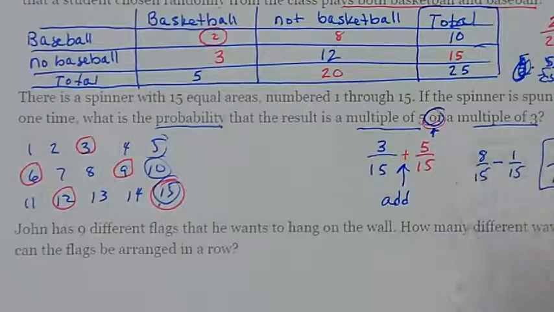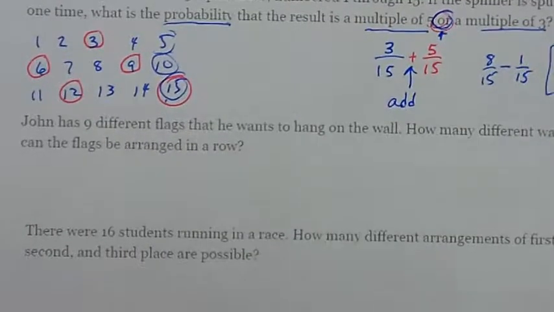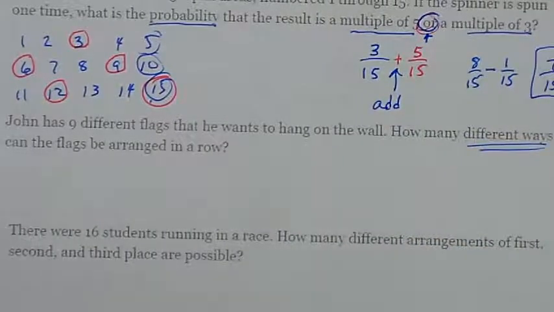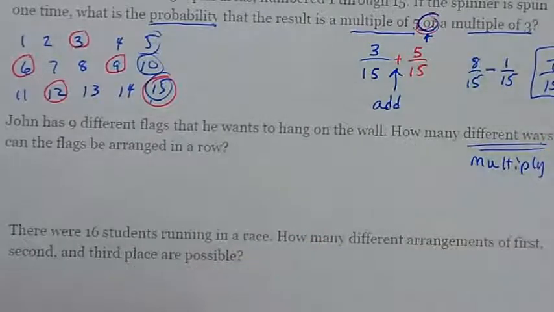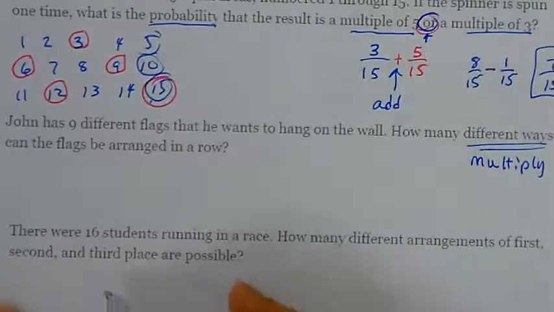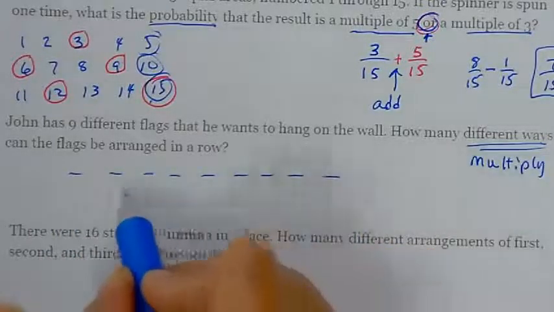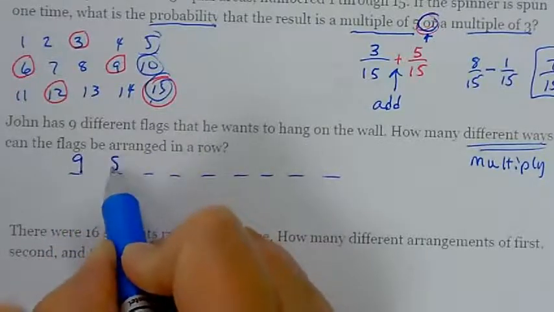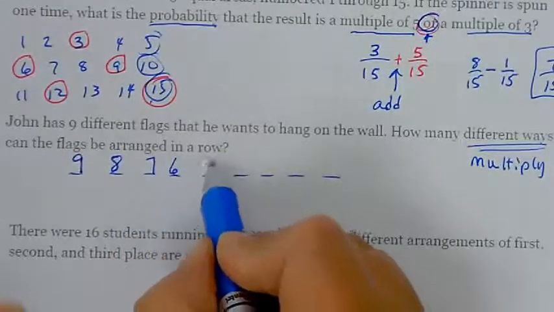Okay, let's go to the next one. John has 9 different flags that he wants to hang on the wall. How many different ways? We talked about that last time. What do we do when it's how many different ways? We multiply. How many different ways can he arrange the flags in a row? So I think about 9 different flags. If he chooses a flag for the first spot, he only has 8 flags to choose from for the next spot. 7, 6, 5, 4, 3, 2, and 1.